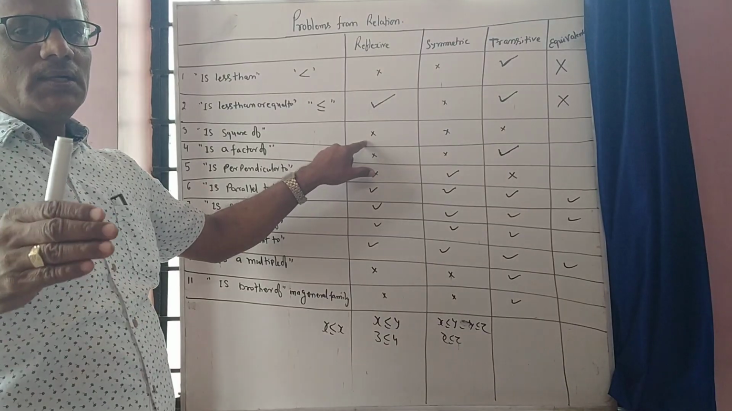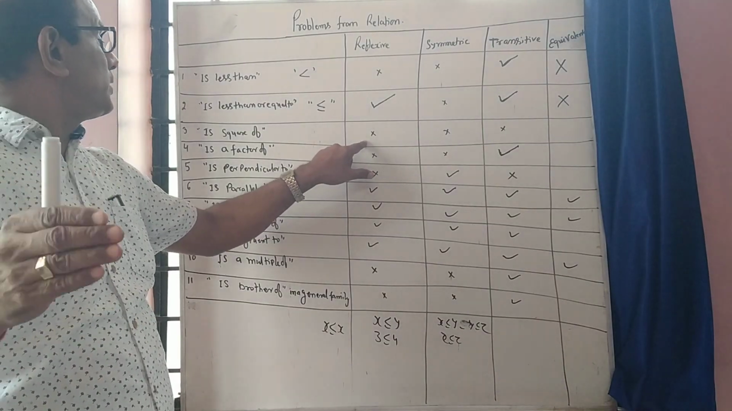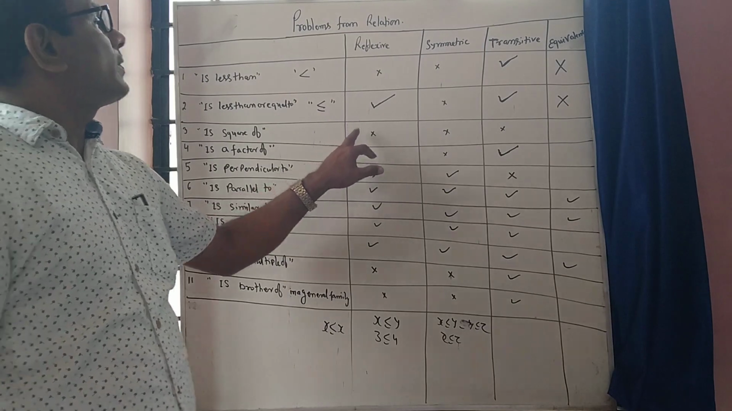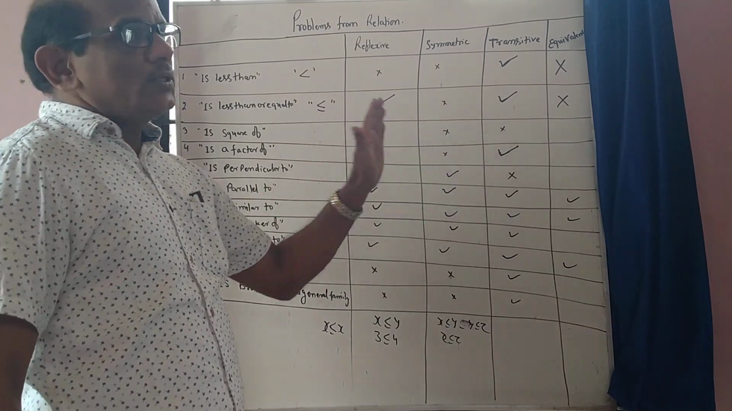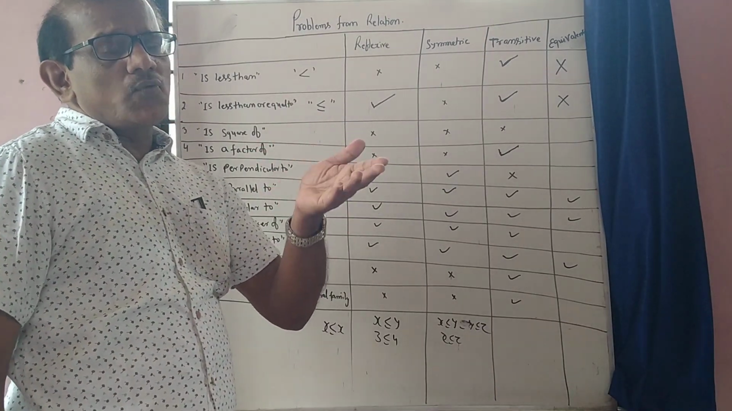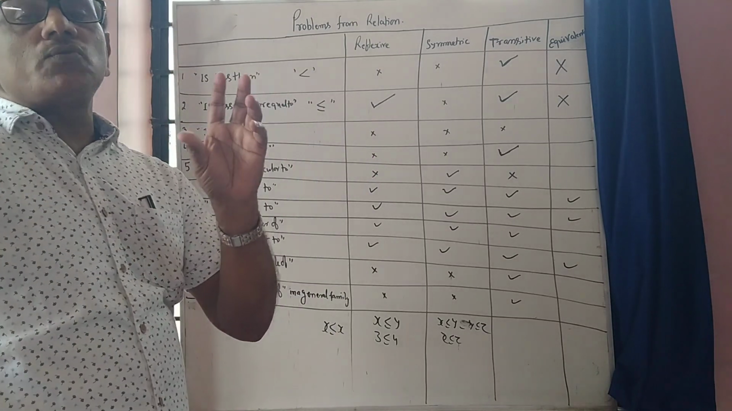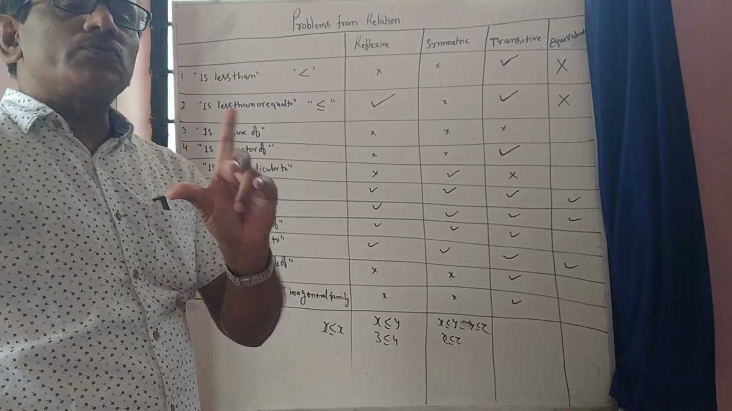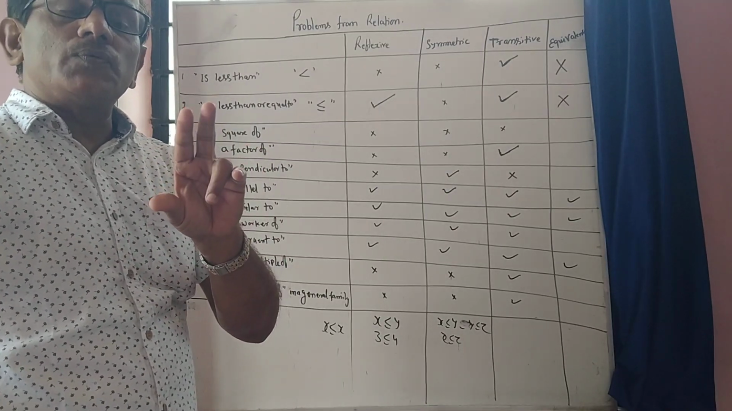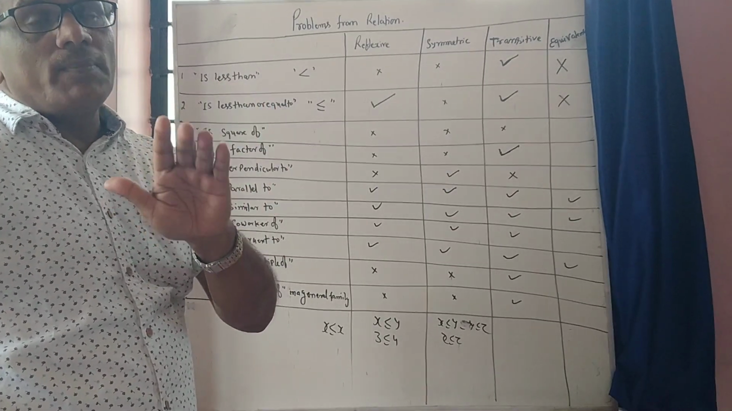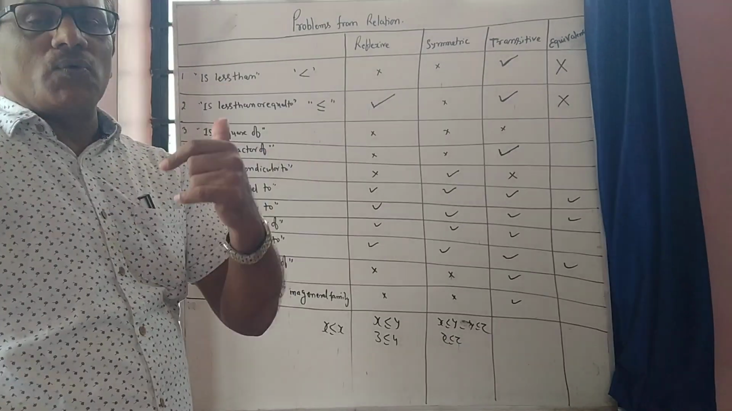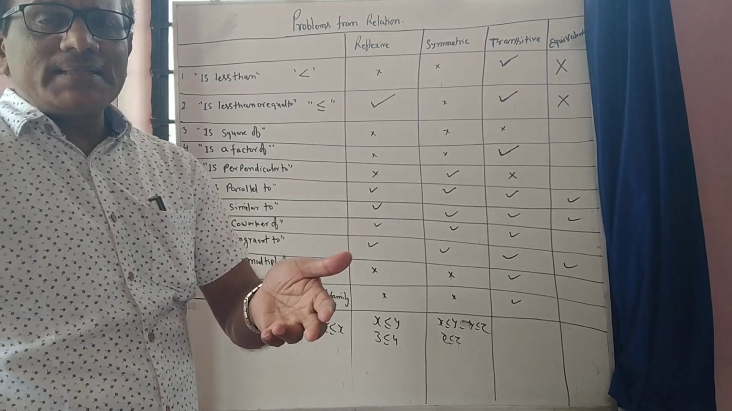2 is not a square of 2, so it is not reflexive. Symmetric: if x is a square of y, then y is not a square of x. Example: 4 is a square of 2, but 2 is not a square of 4. 4 is the square of 2, but 2 is the square root of 4. There is a relation from that side also.